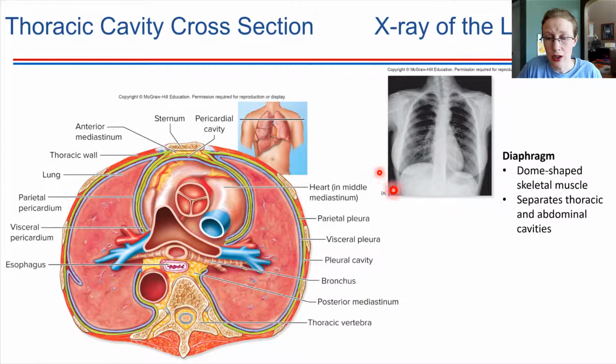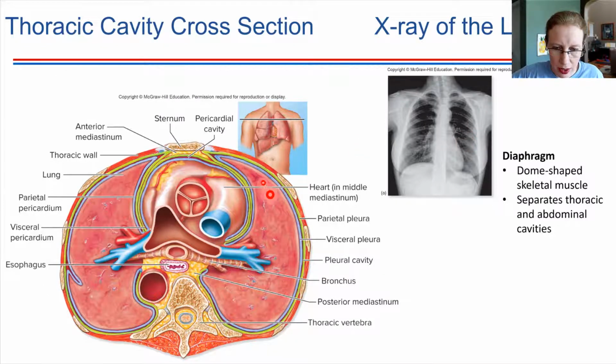You can check out this picture over here. This is an x-ray of the lungs, and all of this dark space is air. So that's the lungs right there. It takes a lot of space to accommodate all of that surface area that we mentioned earlier for gas exchange to take place on.